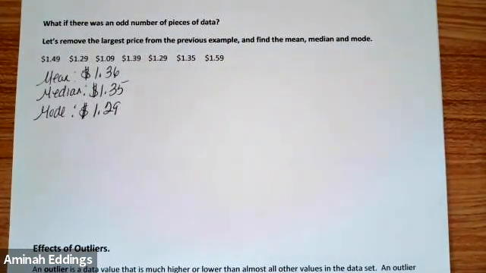Okay. So your mean should have been $1.36. Your median, $1.35, and your mode, $1.29. Any questions on how we got any of those numbers?